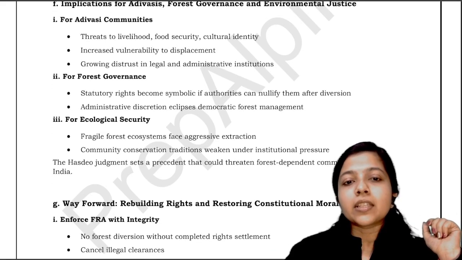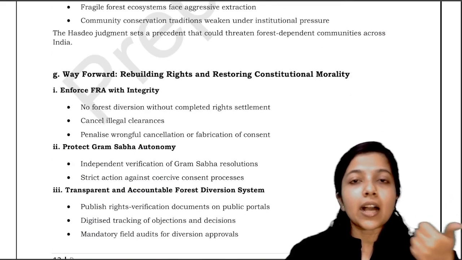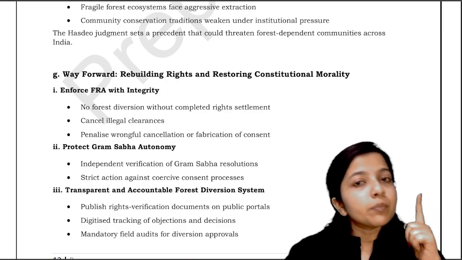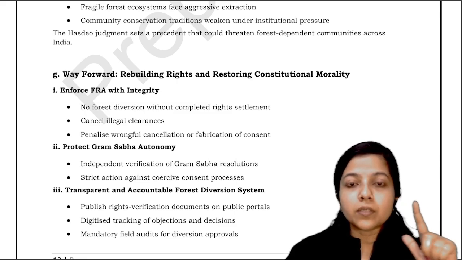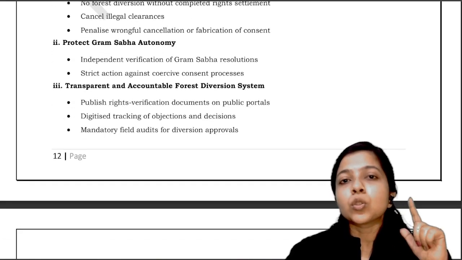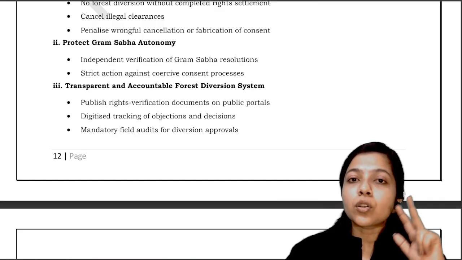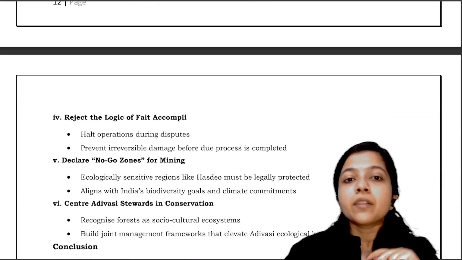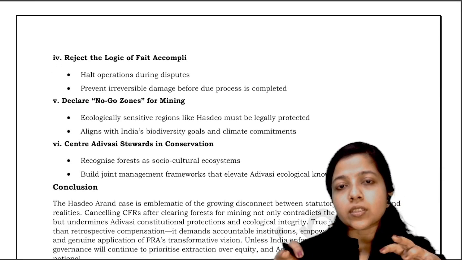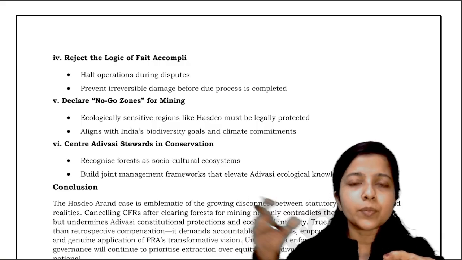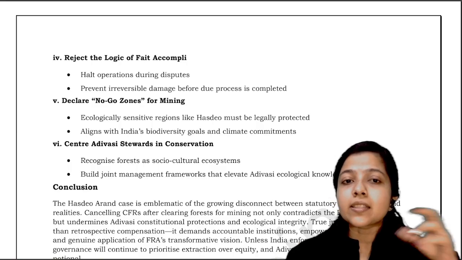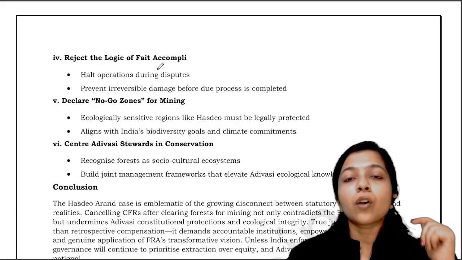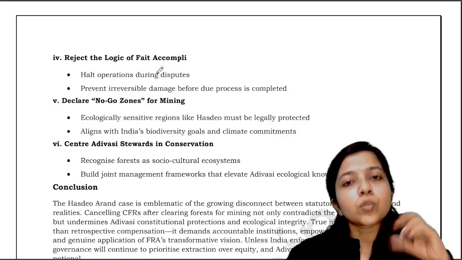So the way forward lies in enforcing the FRA, or the Forest Rights Act, with integrity, making sure that no tribal rights or Adivasi rights are compromised. We must ensure that the Gram Sabha autonomy is preserved and protected, and whatever they have been promised, those resources be delivered to them. We must ensure that in case of any diversion, there is a transparent and accountable system for that. We must ensure that the logic that just because the government has already started the process of development, your rights did not exist in the first place, such arguments cannot be given in the future. That is, we must reject the logic of fait accompli, that since it has happened, now deal with it.